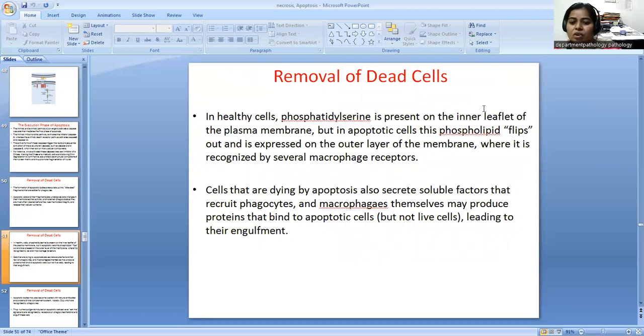In healthy cells, phosphatidylserine is present on the inner leaflet of the plasma membrane, but in apoptotic cells, this phospholipid flips out and is expressed on the outer layer of the membrane, where it is recognized by several macrophage receptors. Cells that are dying by apoptosis also secrete soluble factors that recruit phagocytes, and macrophages themselves may produce proteins that bind to apoptotic cells, not the live cells, leading to their engulfment.